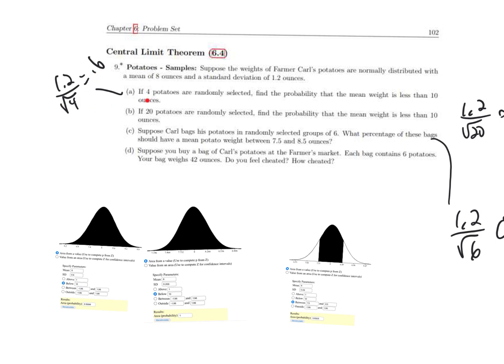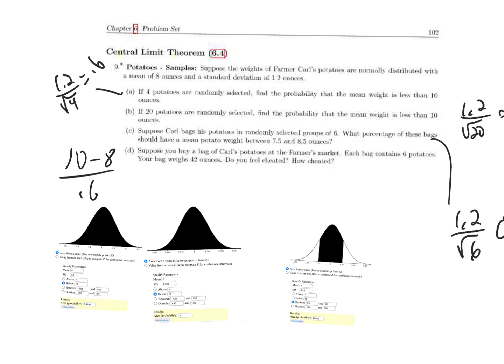So how do I do the calculation? If I were doing z-scores now, for less than 10, I would say 10 minus 8 divided by 0.6, and that is the z-score. Then I would go look that z-score up in the table.